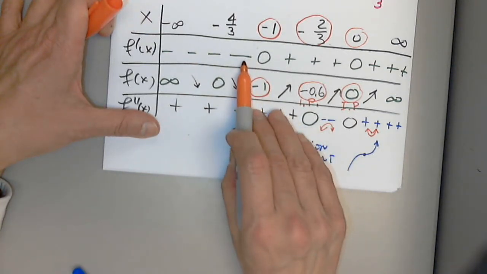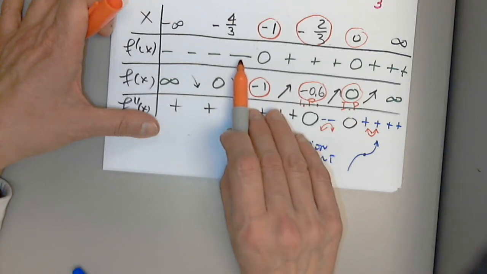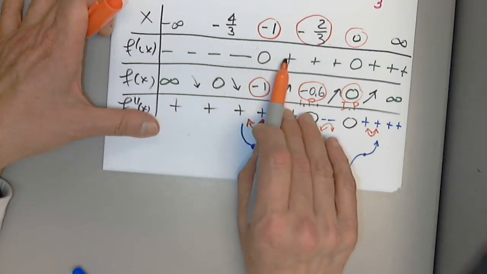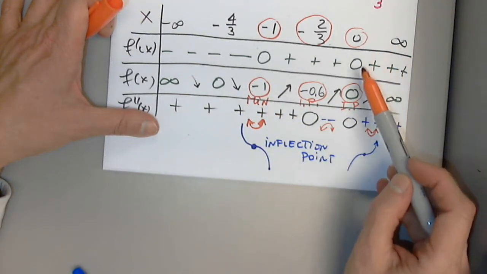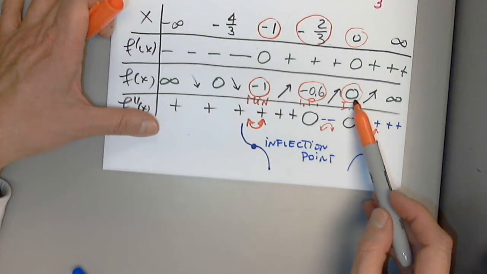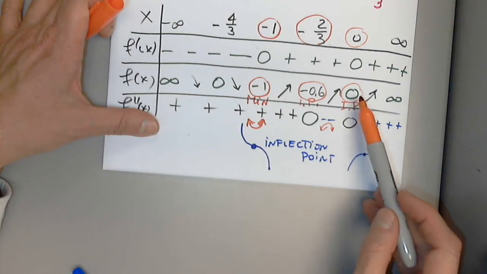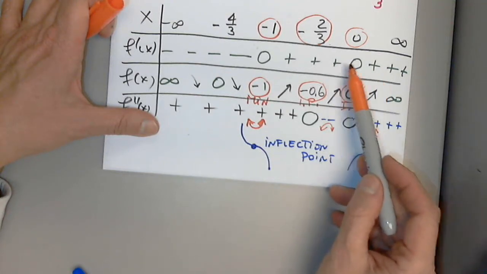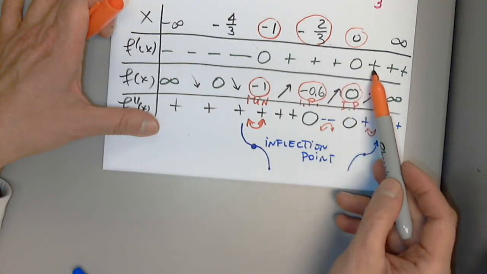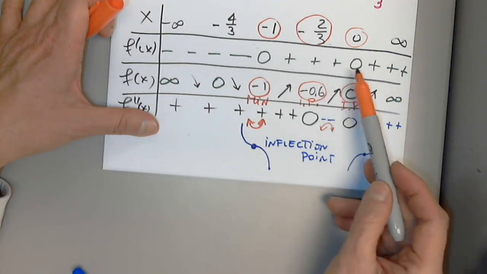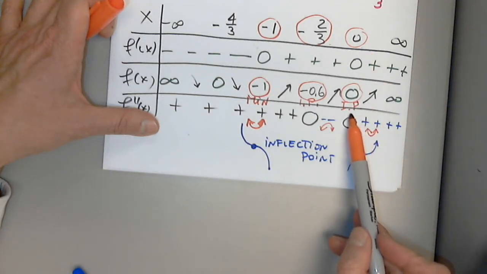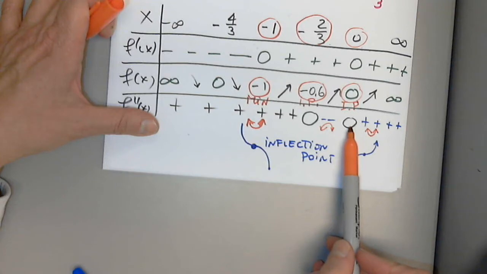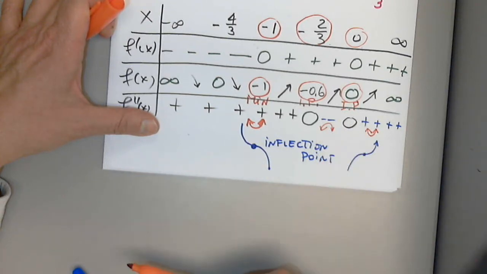Inflection point? It's a min. Exactly, because the first derivative changes sign from negative to positive. So min. What kind of point is 0, 0? How come that 0, 0 is not a max or a min? Because the first derivative does not change sign. That's why 0, 0 is an inflection point, because the second derivative is 0 and changes sign, or undefined and it changes sign.